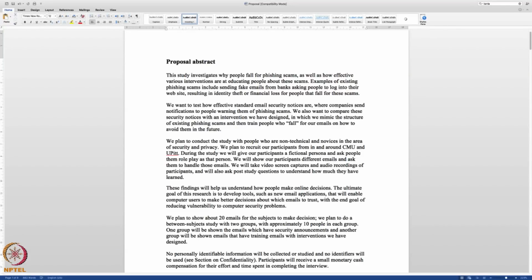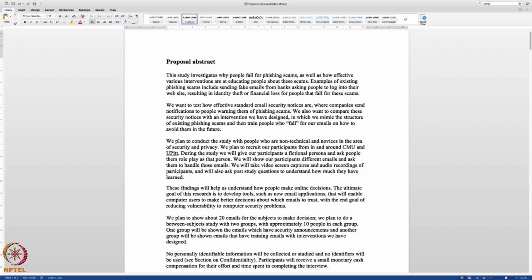Now, let me walk you through the proposal which you have to prepare for getting the IRB approval. Again, this is only indicative. This is not the only kind of proposal that you can write. This is the kind of proposal that I had written. So I'm just sharing with you how a proposal for IRB approval is done.